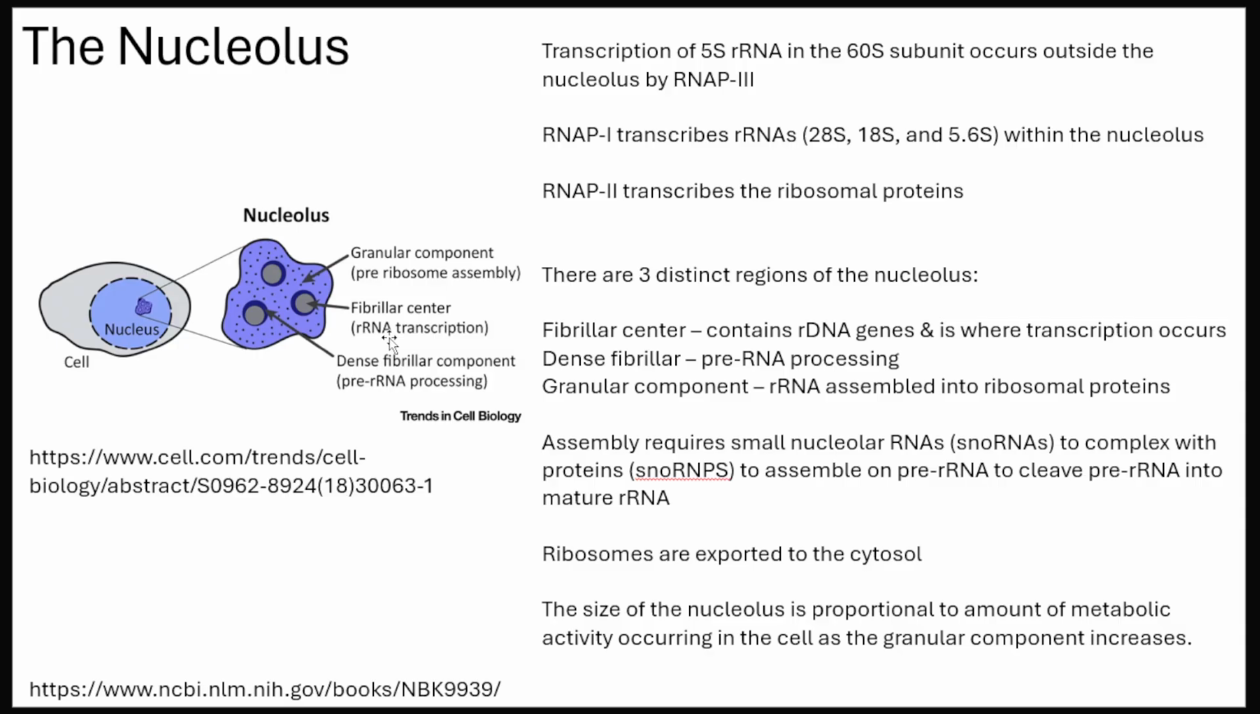And for the actual proteins for the ribosome, it's done by RNA polymerase 2. So the actual nucleolus has subregions. It has a fibrillar center where rRNA transcription occurs. Then on the border of this, in the dense fibrillar component, is where the pre-rRNA processing occurs.